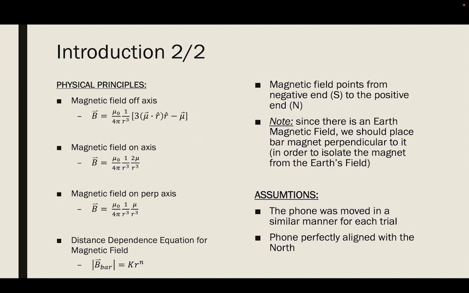Continuing with the introduction, here are some of the main physical principles I used to complete this lab. The Biot-Savart law, which relates the magnetic field to the magnetic moment and the separation distance, and the distance dependence equation, used to calculate magnetic moment. Lastly, it is important to know that Earth also exerts a magnetic field, and we need to isolate our bar magnet from it in order to collect accurate data for further calculations.